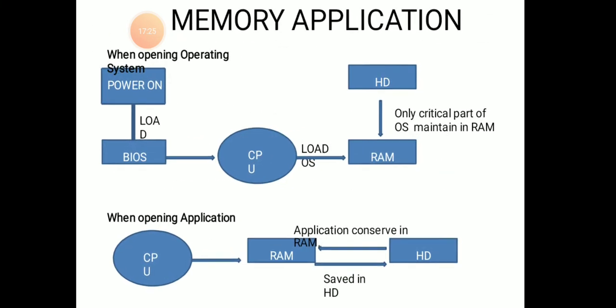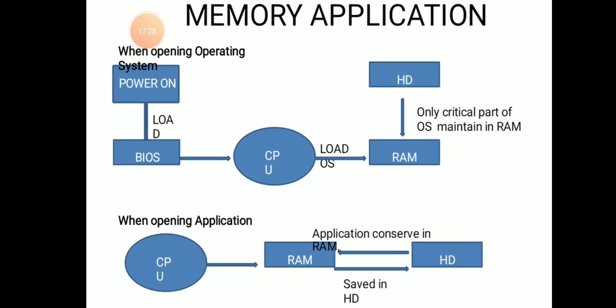Next one is memory application. These are simple blocks related to memory application. When opening the operating system, power on, load BIOS, set CPU, load operating system into RAM, only the critical part of the OS is maintained in RAM, the rest is on the HD. When opening an application, CPU, RAM, the application is conserved in RAM and saved in HD, and finally comes back to HD. This is the memory application diagram.